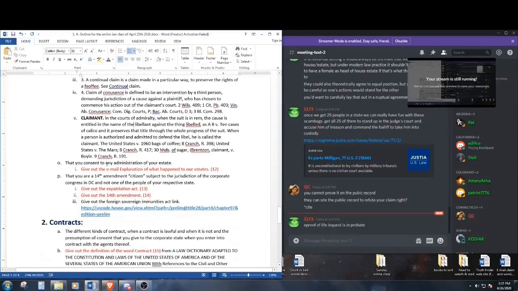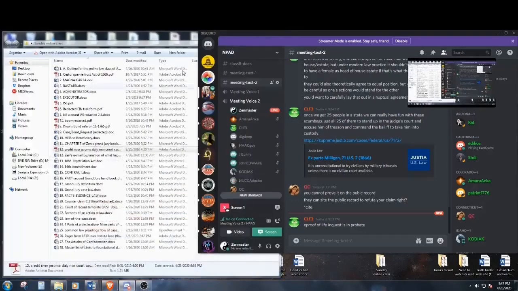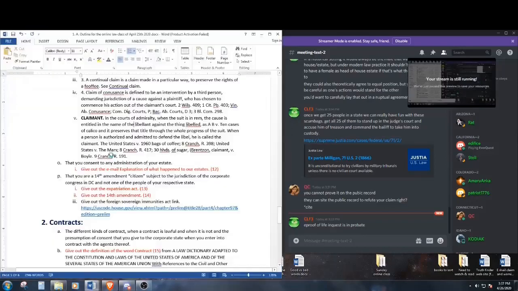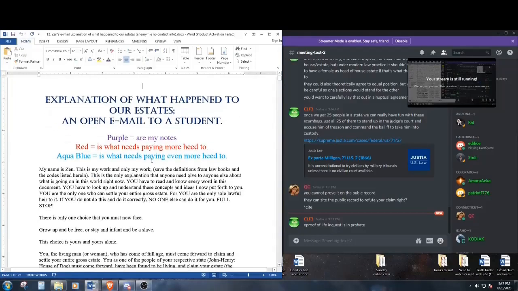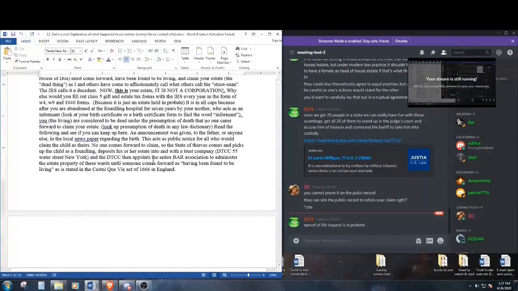So let's continue on now to the next presumption, O, that you consent to any administration of your estate at all. So this next document, document 12, I'm not going to get into too much because it's fairly lengthy. What it is, however, is an email that I did a while ago to explain what happened to our estates. Now, much of this is very much a synopsis of everything that I've been talking about today.